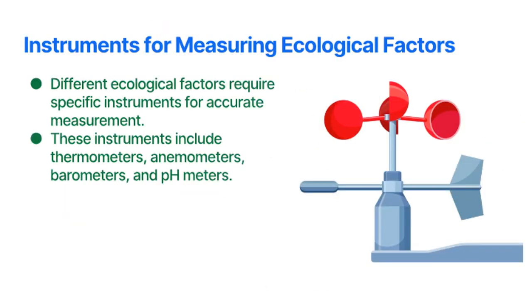To obtain reliable ecological data, scientists use specialized instruments. These include thermometers for temperature measurement, anemometers for wind speed, barometers for atmospheric pressure, and pH meters for soil pH. Let's examine how these tools are used.